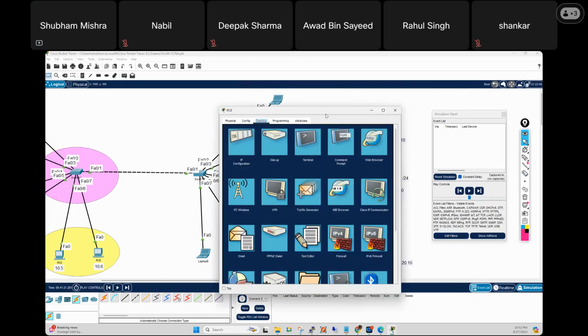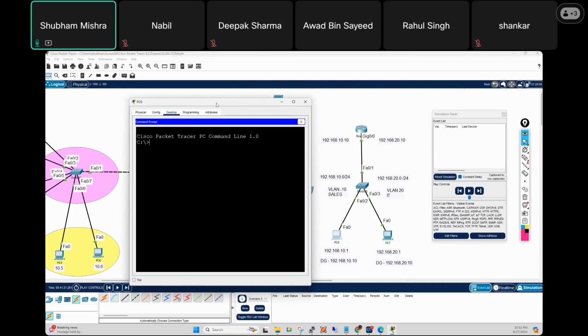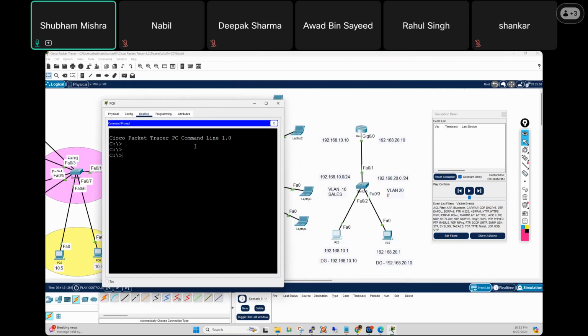I am on this PC, in the command prompt. What is the command to check the ARP table on the PC? I think this one, right? Now, there is no ARP entry there. On PC number 0 there is no entry in the ARP table. It means PC number 0 doesn't know the MAC address of PC number 7.